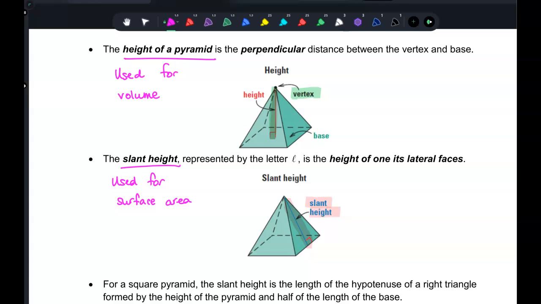Why? Remember when I told you about surface area versus volume? The inside. So volume is what you can fit inside. So think about which one of those goes inside the pyramid. It's the height. But which one is on the outside? The slant height. So remember, surface area is outside.